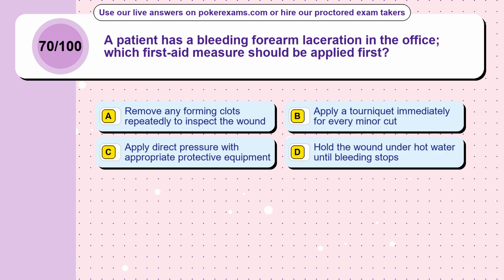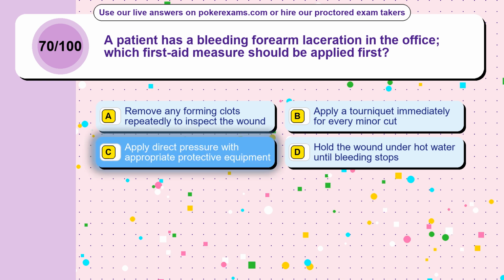Question 70. A patient has a bleeding forearm laceration in the office. Which first aid measure should be applied first? Option A. Remove any forming clots repeatedly to inspect the wound. Option B. Apply a tourniquet immediately for every minor cut. Option C. Apply direct pressure with appropriate protective equipment. Option D. Hold the wound under hot water until bleeding stops.